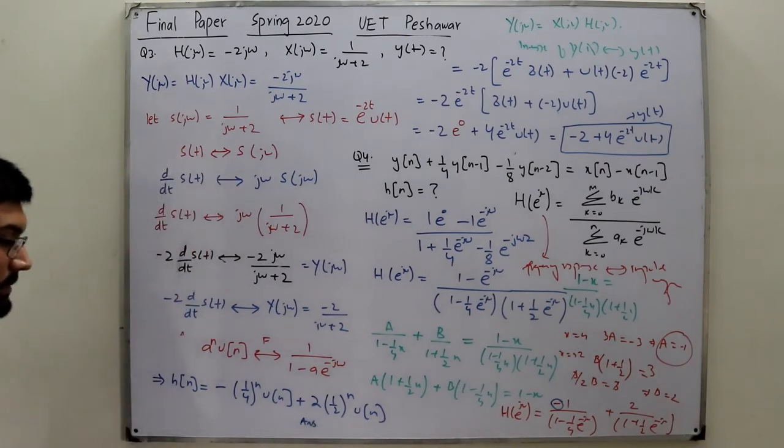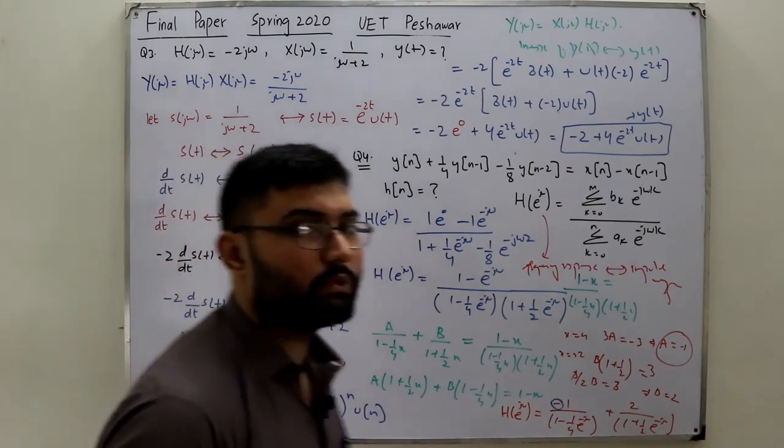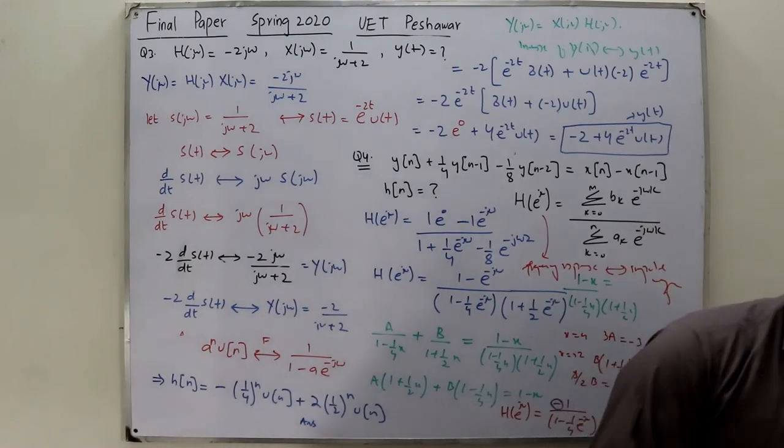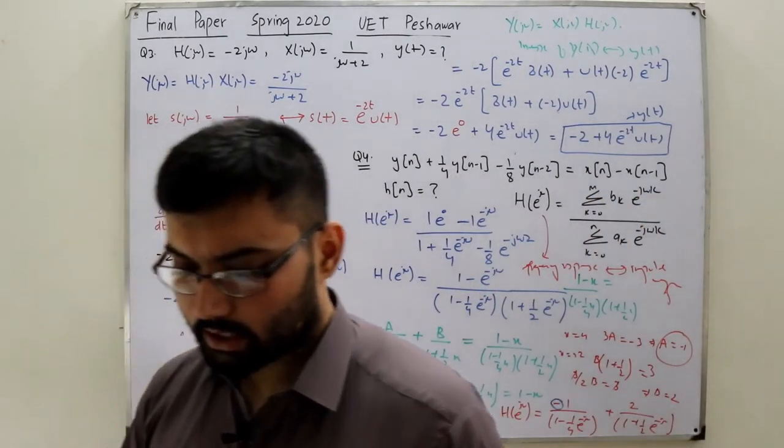If you know any further mathematical manipulations, you can do it yourself, taking u of n common and then dealing between 1 over 4 and 1 over 2. Anyways, till here, the answer is enough for me. This is question number 4.